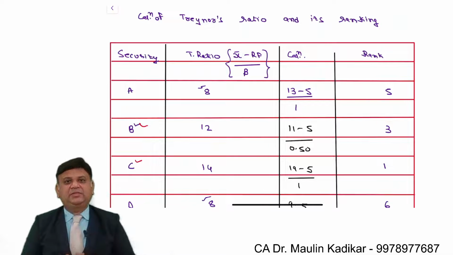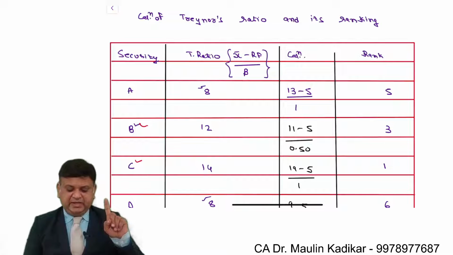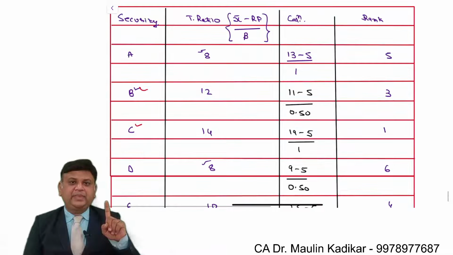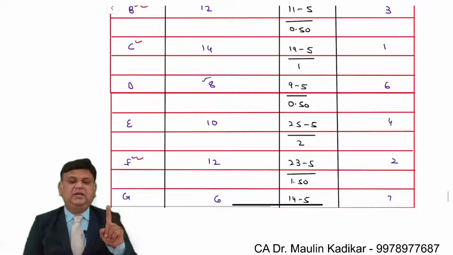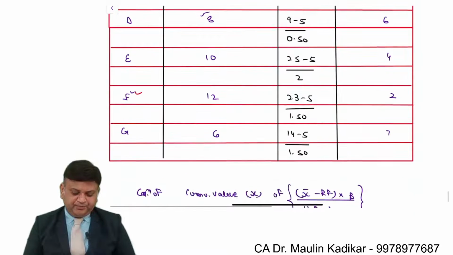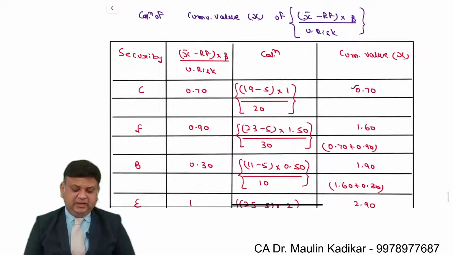In the first part of the question, we understand we are required to work out the answer like this. First of all, we will make the calculation of the Treynor's ratio and it will be given rank. Importantly, if at all two securities are having the same Treynor's ratio, then in that case the security which is having higher ranking will be given preference. That is the way we are required to give ranking.